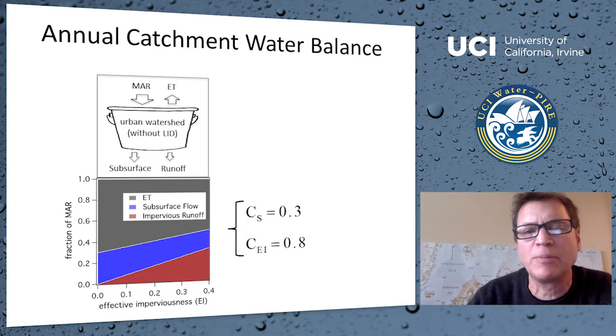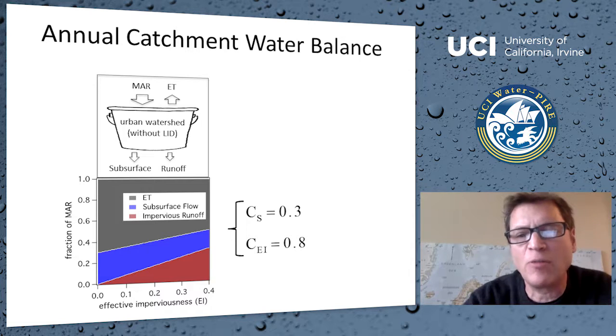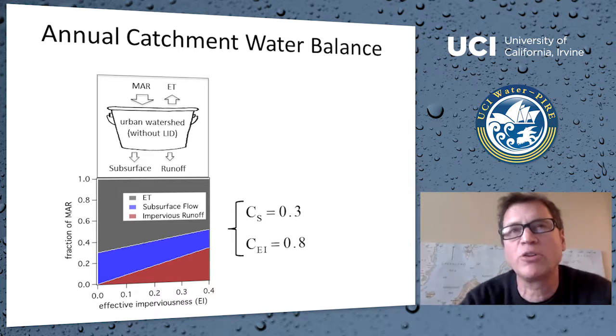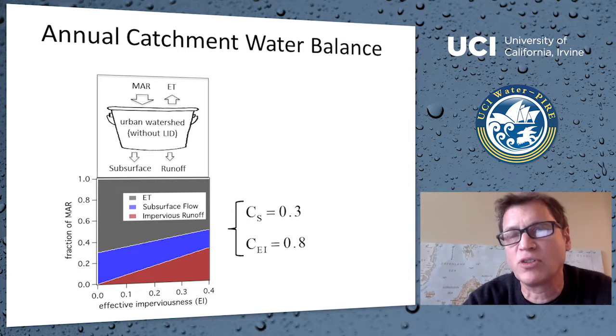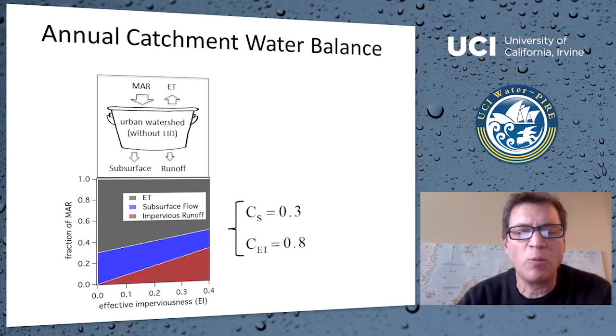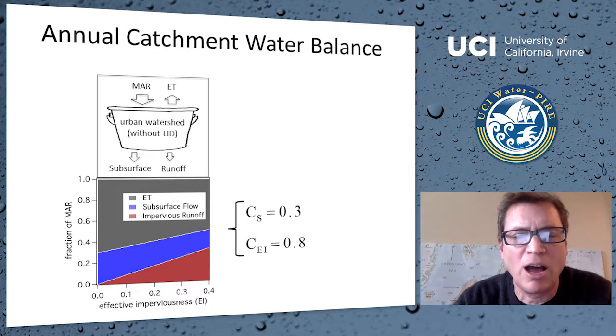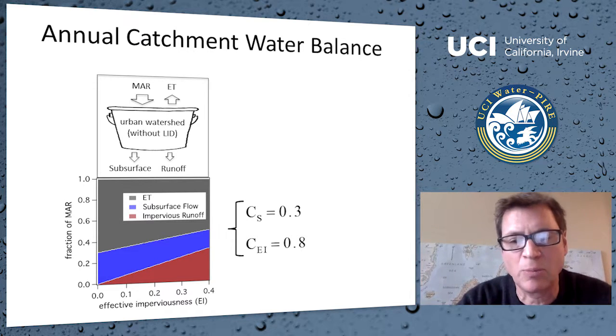So that's enough math. Let's just look at this graphically. If we just choose arbitrarily, not entirely arbitrarily, a couple of example values for the stream coefficient and the effective imperviousness coefficient of 0.3 and 0.8, we get graphs like the one shown on the bottom here, where at an effective imperviousness of 0, that would be the unurbanized state, essentially 30% of the mean annual rainfall, that is 0.3 fraction, is going to subsurface flow and supporting base flow in the streams, while the other portion, the 70%, is going to evapotranspiration. So that's kind of the pre-urban state.